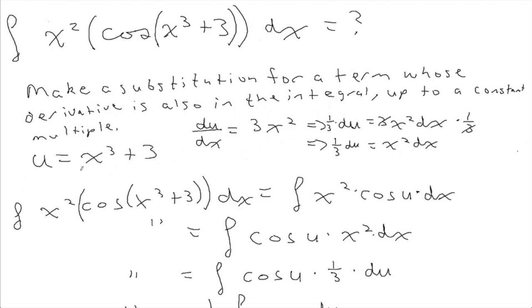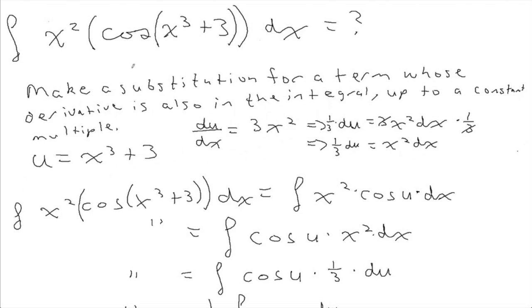On the other hand, what's the derivative of x cubed plus 3? 3x squared. And that is in the expression. Now you might object that the 3x squared isn't here, only the x squared, but that doesn't turn out to matter because of the constant multiple rule. All we need is something whose derivative is in the integral up to a constant multiple. It doesn't have to be there exactly, it just has to be in there up to a constant multiple, and then the trick will work. So this is the correct substitution to make because its derivative is here.